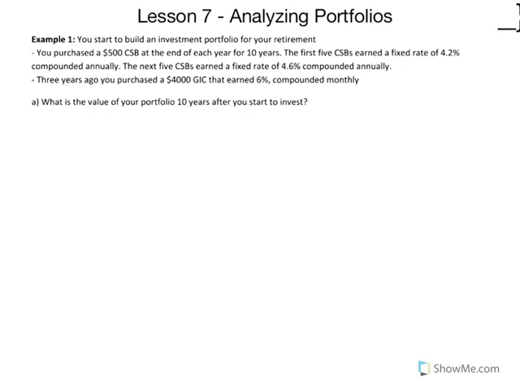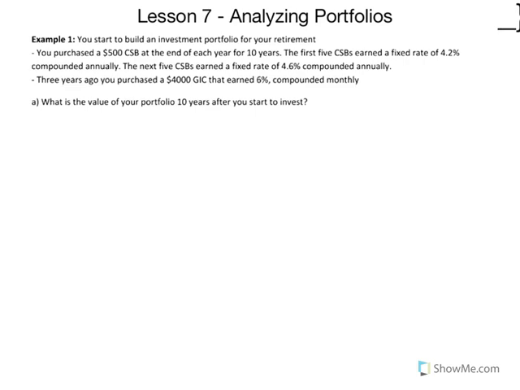You start to build an investment portfolio for your retirement. You purchased a $500 CSB at the end of each year for 10 years. The first 5 CSBs earned a fixed rate of 4.2% compounded annually. The next 5 CSBs earned a fixed rate of 4.6% compounded annually. And then 3 years ago, you purchased a $4,000 GIC that earned 6% compounded monthly.